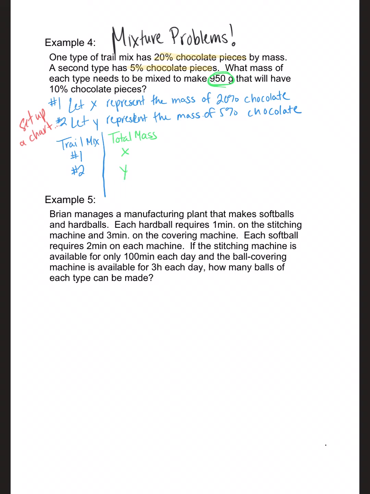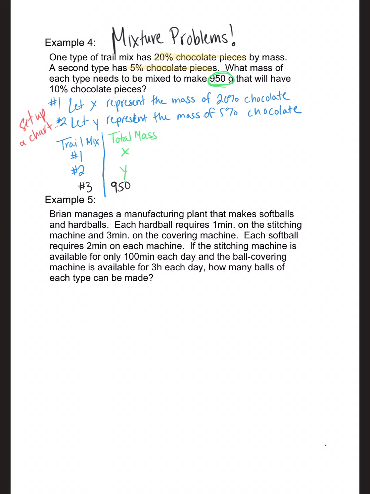And then we're essentially working to make this third type of trail mix. So we're working to combine those things to come up with a new third type of trail mix. And the total of that is going to be 950. Okay, so that's what we're working to create here.